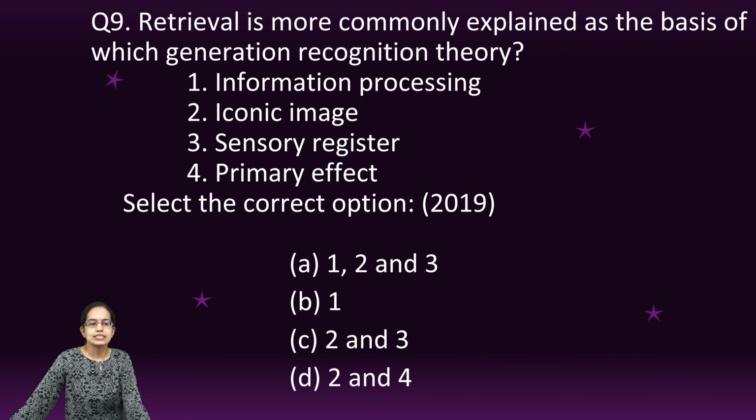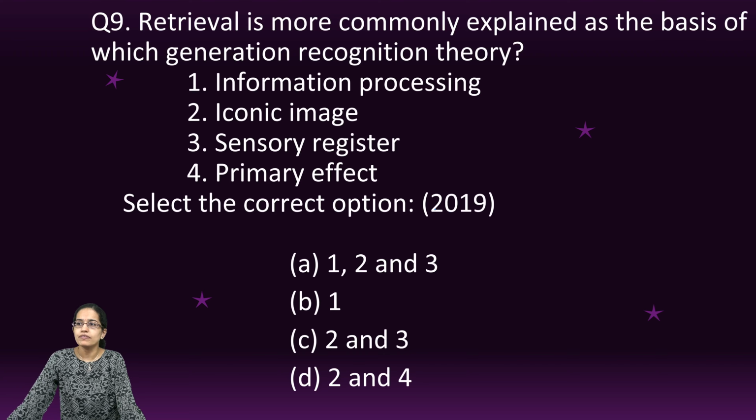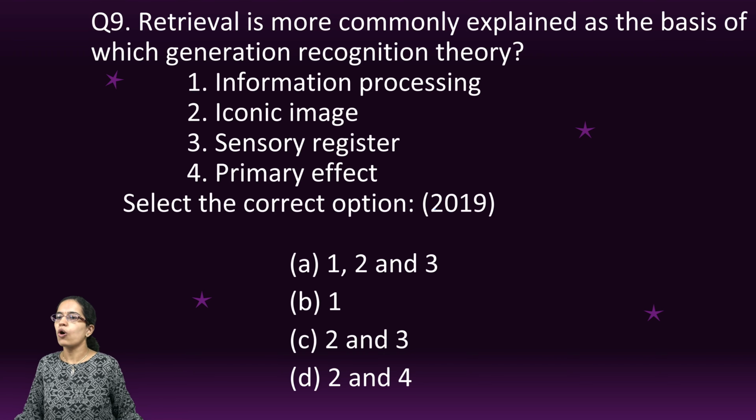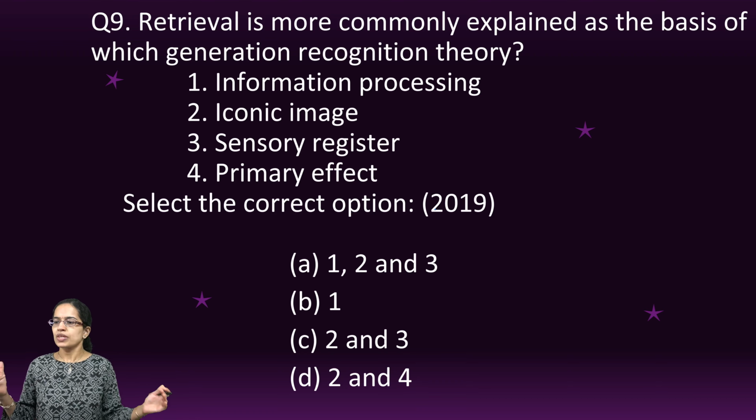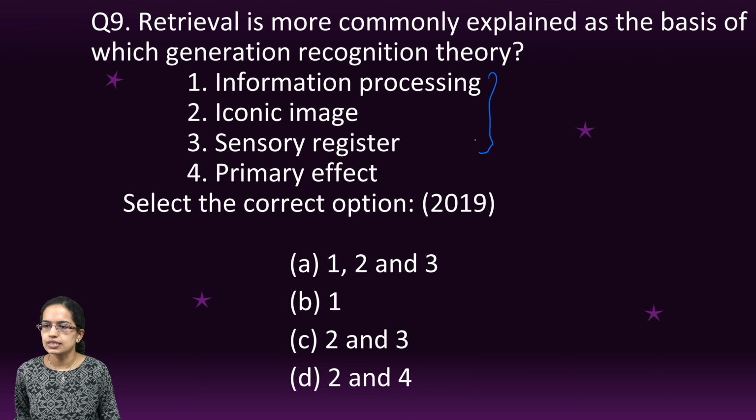The next is an interesting question. Retrieval is most commonly explained on the basis of which generation recognition theory? Now, generation recognition theory is also where we focus on stimulus response. So basically you are talking about information processing, iconic image, and sensory register. So all these three would be the right part.